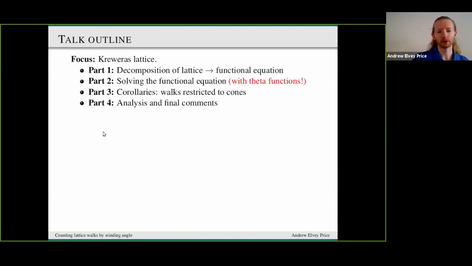Okay, so I'll start by talking about, so as I said, I'll focus on the Kreweras lattice. I'll start by talking about decomposition of the lattice, which leads to functional equations for counting the generating function. Then I'll talk about how to solve the functional equations using Jacobi theta functions. I'll then talk about some corollaries and finally some analysis of the solution.